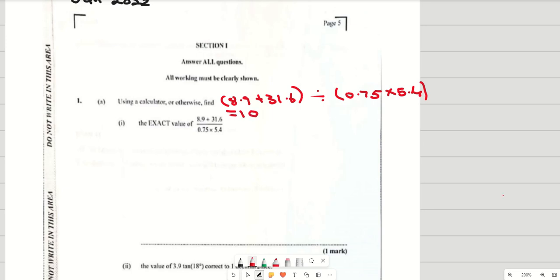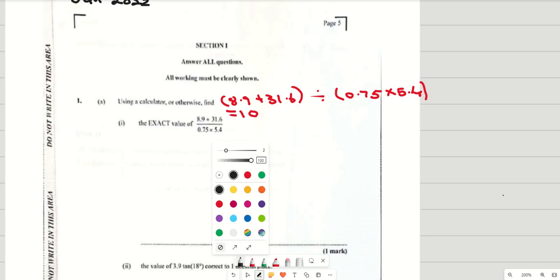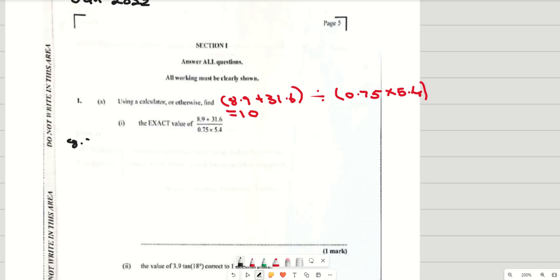Right, the next way that you can do this is manually, where when you're doing any kind of questions like this, you always do the top part, then the bottom part, then divide. So the top part was 8.9 plus 31.6. The major thing with respect to addition of decimals is to line up the decimal points.